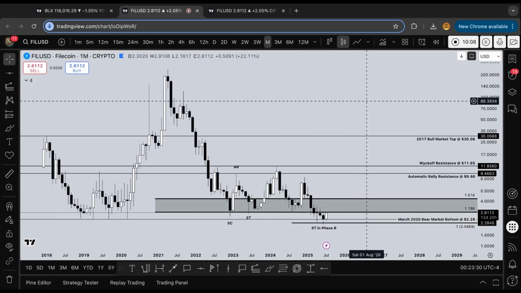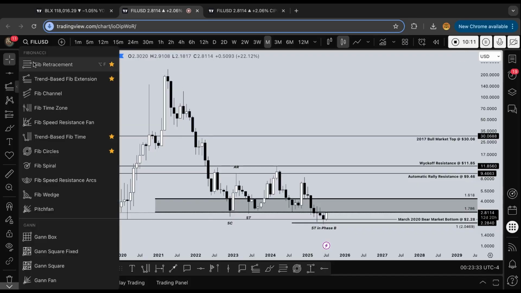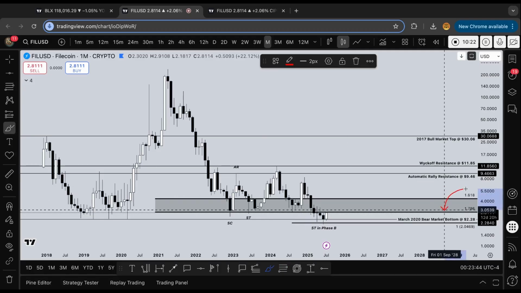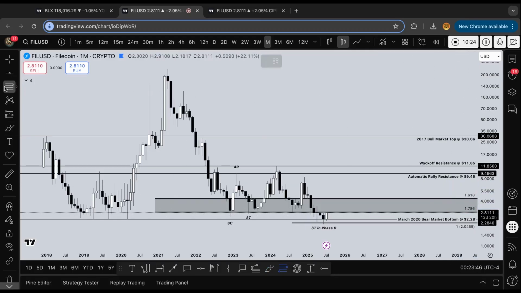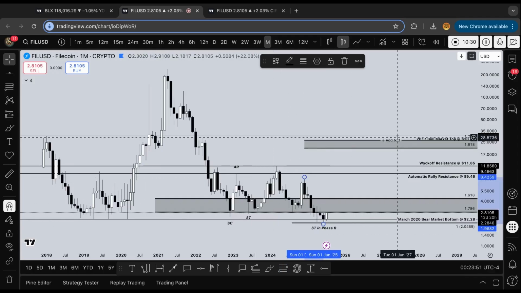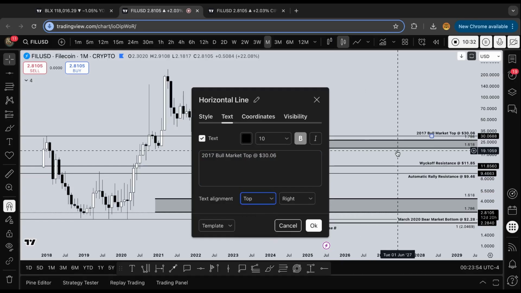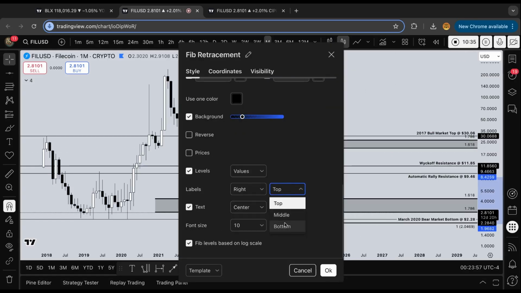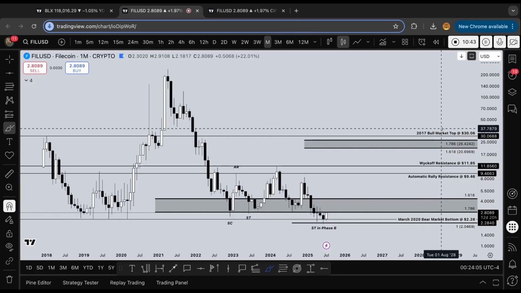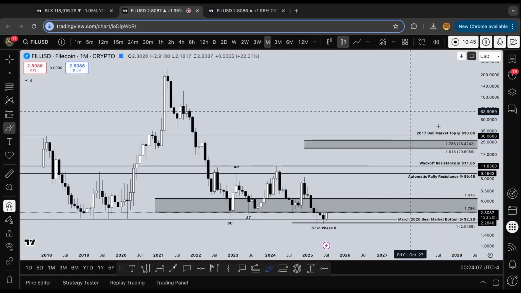So let's actually use Fibonacci retracements and extensions to measure potential bull market price targets besides the levels listed on screen. Just like how we took the 1.618 to 1.786 Fibonacci retracement from the bull market top, let's do it from the potential bear market bottom. A 1.618 to 1.786 Fibonacci retracement would land Filecoin anywhere between $20 per coin and $26 per coin. So realistically speaking, it's quite close to the 2017 bull market top.